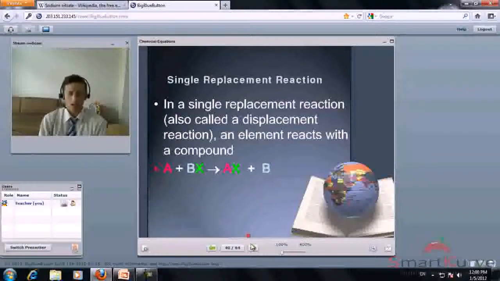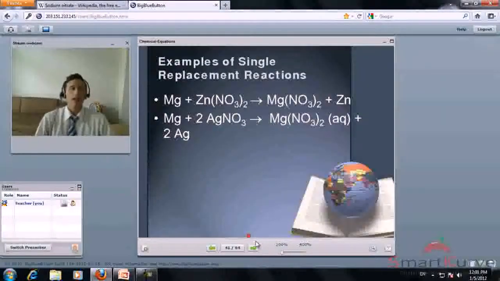This is like going to a party and you've got maybe a playboy X who comes to the party with one girl, B, but he leaves the party with another girl, A. Or if you prefer, you can do it the other way around. A girl X who comes to the party with one boy and leaves with another boy. All right. Single replacement. Let's look at an example of that on slide 41.